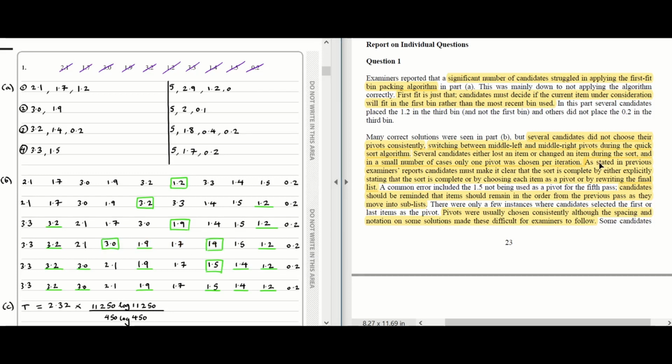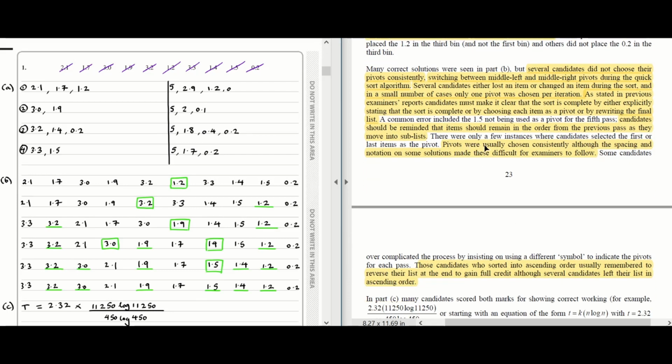like over here. As stated in previous examiners' reports, candidates must make it clear that the sort is complete by either explicitly stating that the sort is complete, or by choosing each item as a pivot, or by rewriting the final list. That's actually quite important, so pay attention to that. You're given some further advice. Candidates should be reminded that items should remain in the order from the previous pass as they move into sublists. We've got more advice and comments given. Pivots were usually chosen consistently, although the spacing and notation on some solutions made these difficult for the examiners to follow. I think boxing the pivots helps quite a lot, and underlining what you've already chosen as a pivot helps a lot as well.